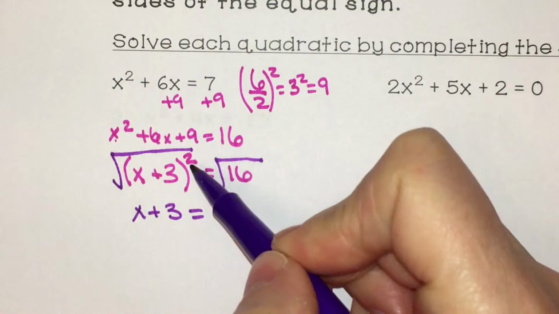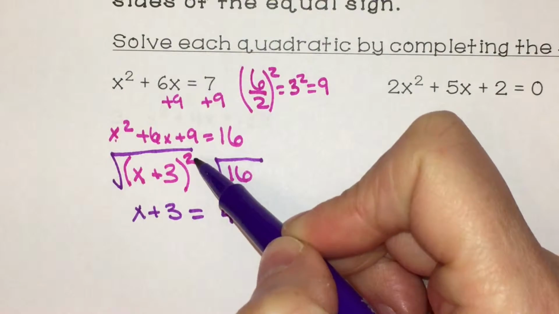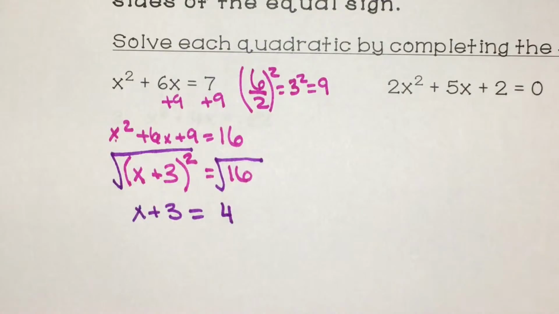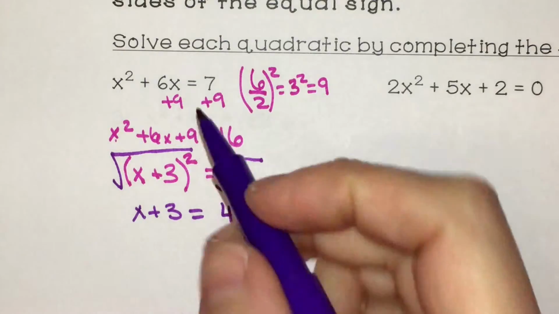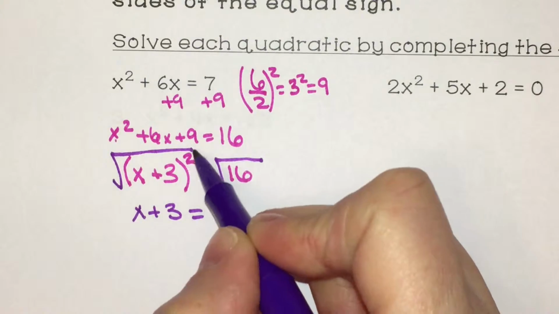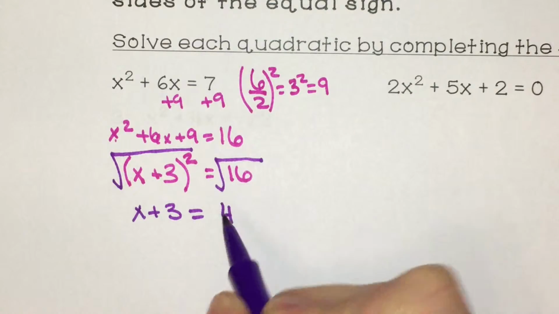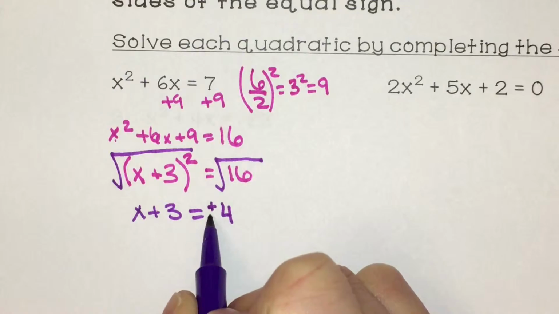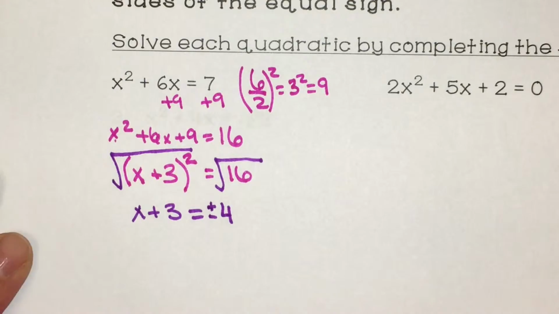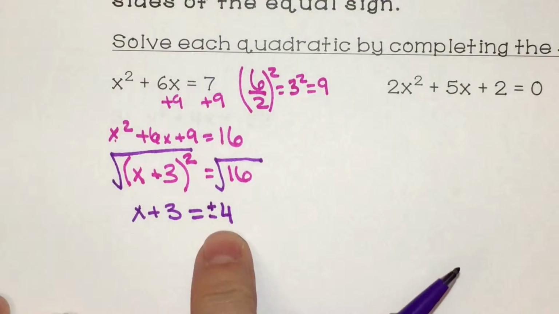But because we took the square root of a squared term, if you have something squared, you don't know if it was originally positive or negative. Say, positive 3 squared is 9, but negative 3 squared is also 9. So because we took the square root of a squared term, when we take the square root of the right side, you're going to have to say it could either be positive or negative. You always have to put that in there.